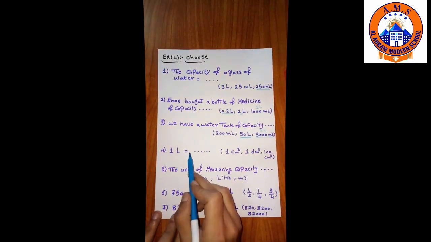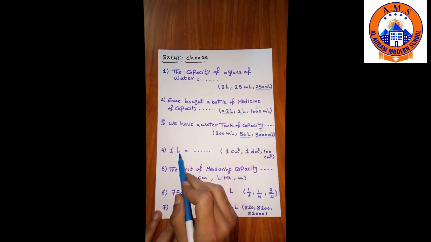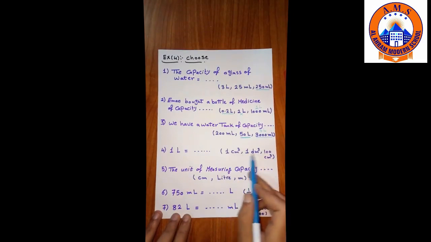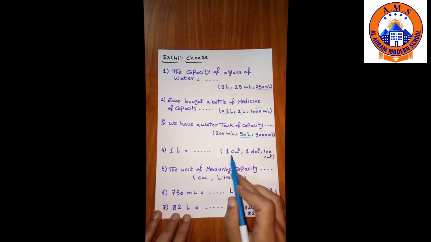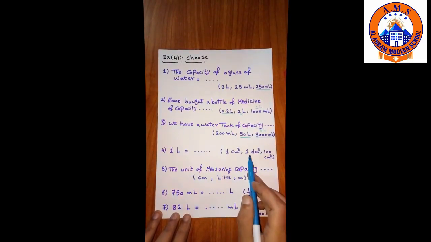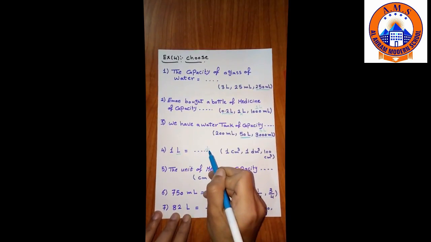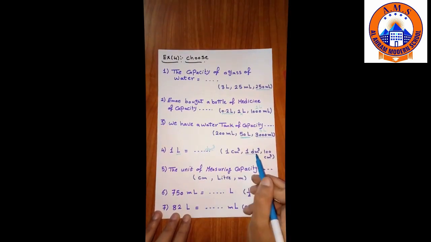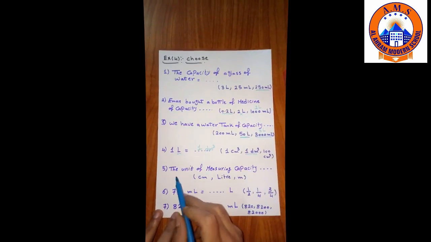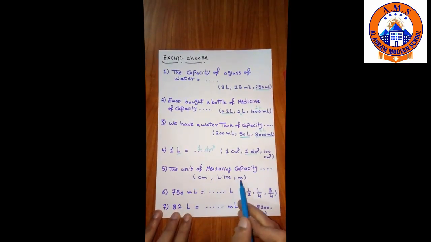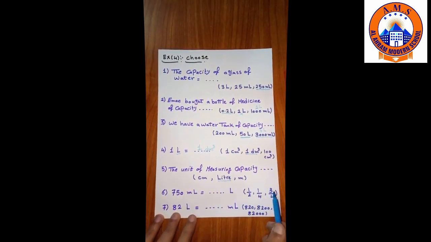Question number 4, 1 liter equal, you know that 1 liter equal 1000 milliliter, but I didn't see here in the choices, there is 1000 milliliter. So I'm having 1 centimeter cube, 1 decimeter cube, or 100 centimeter cube. We have said before that the liter is equal to another unit, which was decimeter cube. So I'm gonna choose 1 decimeter cube. The unit of measuring capacity is centimeter or liter or meter. Exactly liter. 750 milliliter equal how many liters? As we said in the previous example, 750 is about 3/4 of a liter.